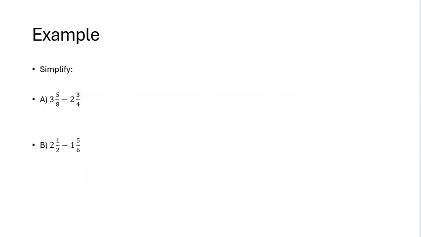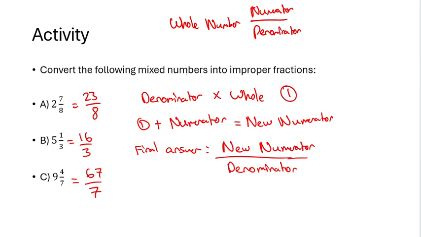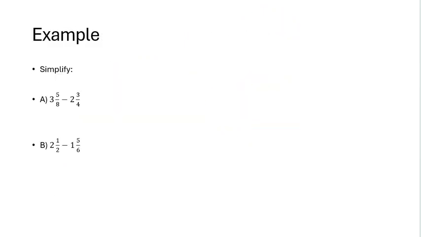Now this is where you start combining the 2 steps together. So you have to convert, and then you also have to do the adding and subtracting part. So let's just convert these fractions first. For part A, or question 1, I'm going to convert it, so 8 times 3 is 24. 24 plus 5 is 29. So this fraction now becomes 29 over 8, minus, let's see here, 4 times 2 is 8. 8 plus 3 is 11, so 11 over 4.